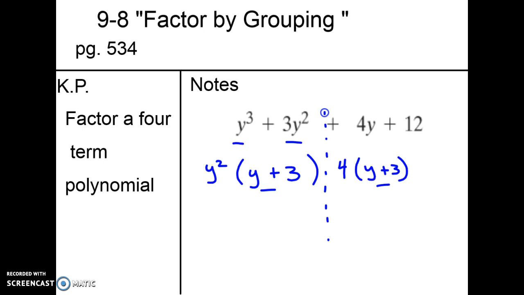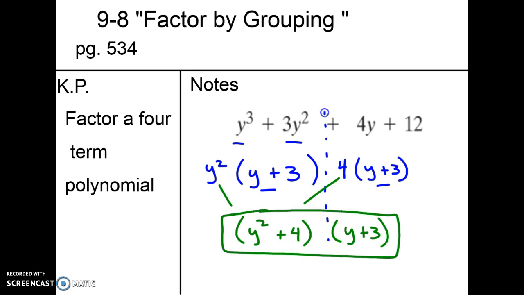And so then we just need to write our answer in factored form. So we bring the y squared and the 4 together. So we have y squared plus 4, and then the other one is just what expression got repeated. So our final answer for this in factored form would be y squared plus 4 times y plus 3.